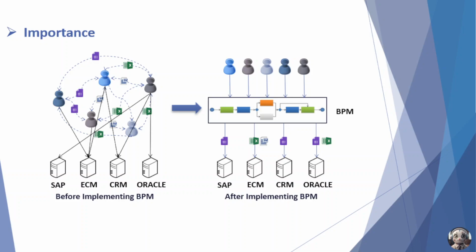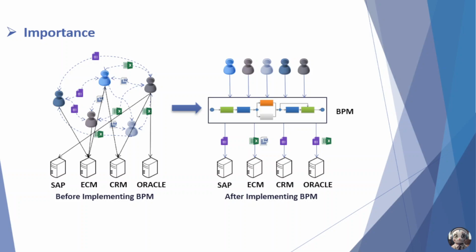Now let's look at the importance of BPM and how it plays a crucial role in digital transformation for any organization. Digital transformation has become a buzzword in the business world, and for a good reason. It's about leveraging digital technologies to fundamentally change how businesses operate and deliver value to customers. Now, when we apply BPM to digital transformation, we see a powerful synergy. Implementing BPM has a huge impact on a company's technology landscape.